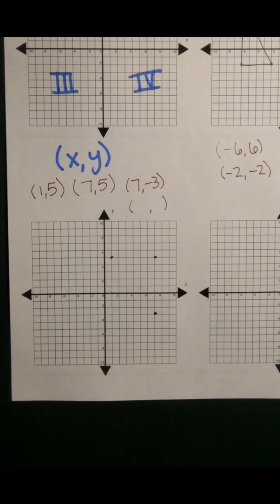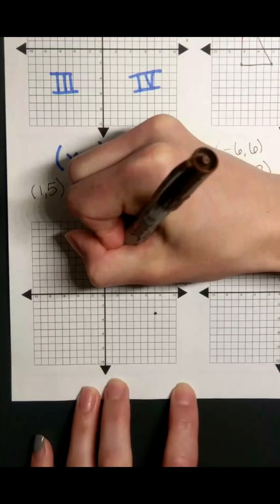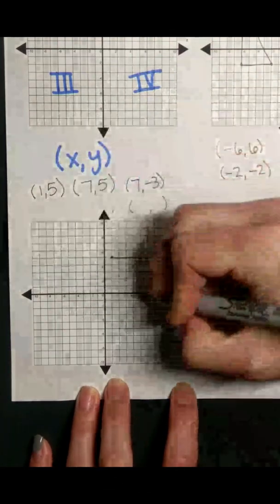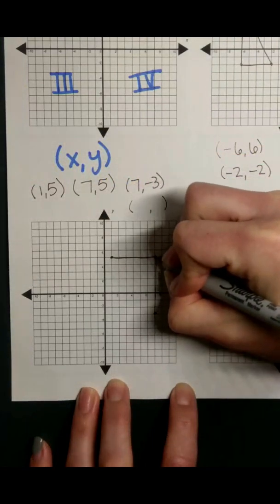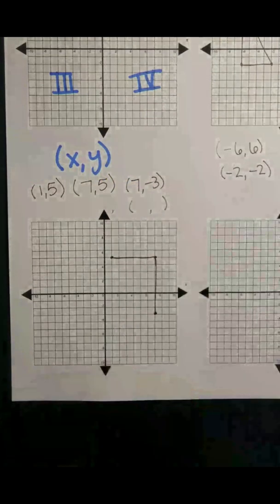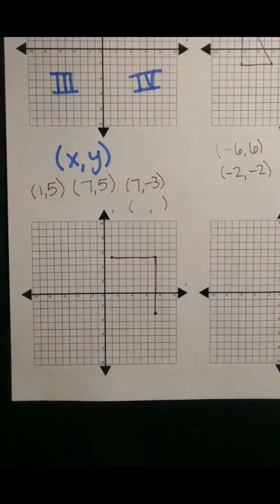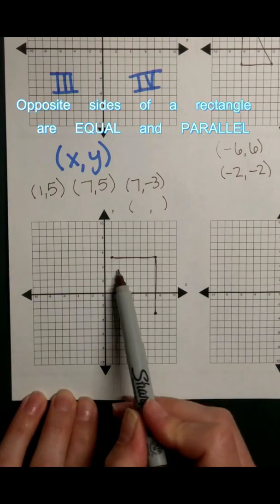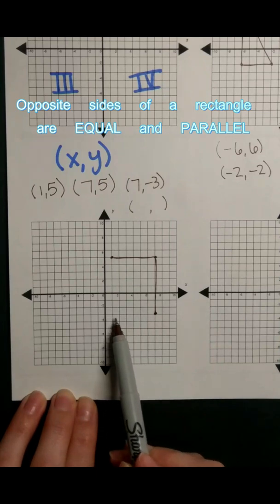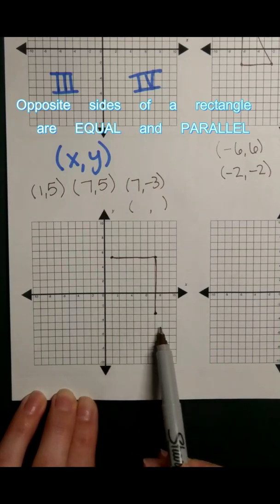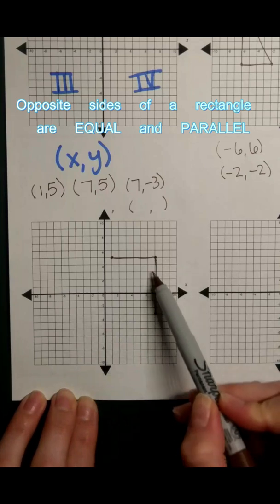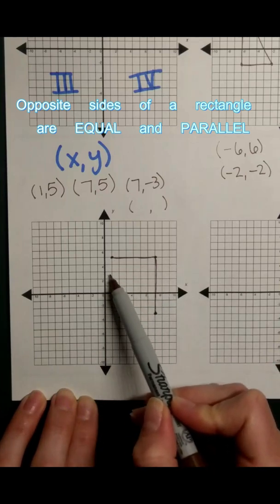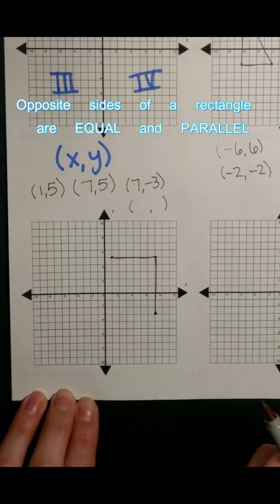We need to determine the 4th one, knowing this shape is a rectangle. So first, I'm going to connect the points to start making my rectangle. We know something about rectangles. We know rectangles have opposite sides that are equal and parallel, which means if this is one side, there needs to be a side down here equal in length and parallel, so it's not going to be slanted. And then this is a side, there must be a side over here equal in length and parallel.